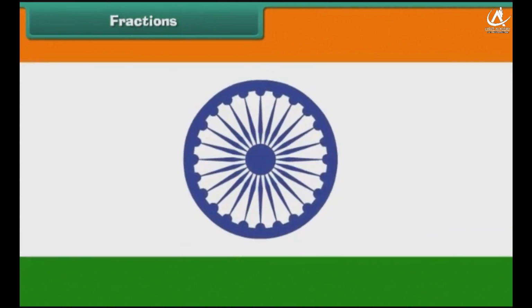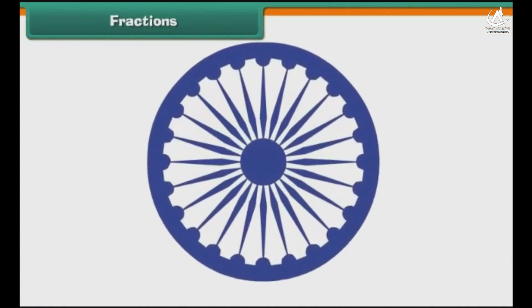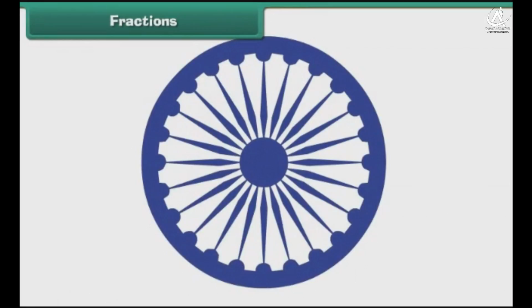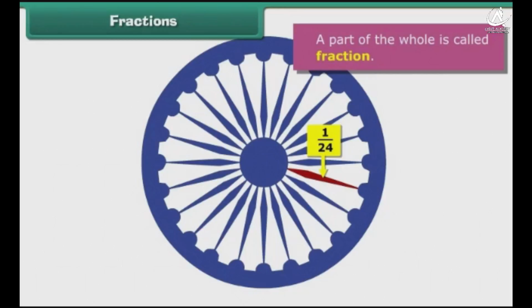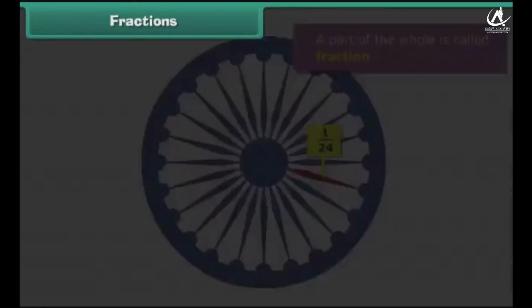Fractions. Consider the Ashoka Chakra. It has 24 spokes. The spokes divide the wheel into 24 equal parts. Each part is 1/24th of the whole wheel. A part of the whole is called a fraction.